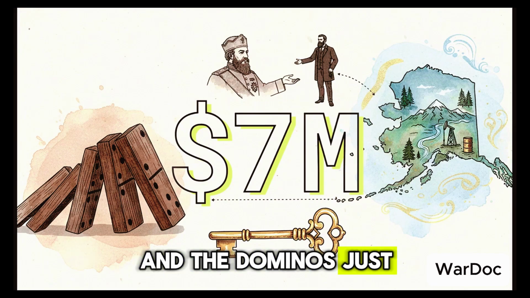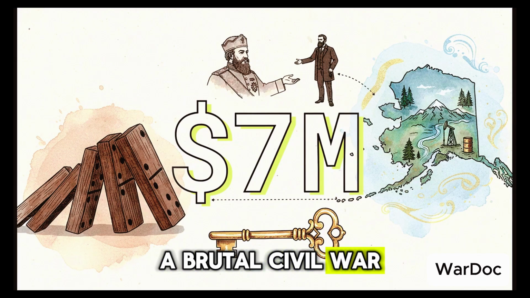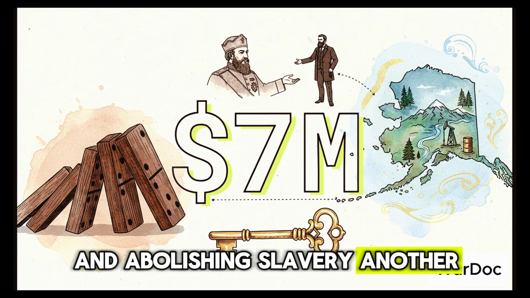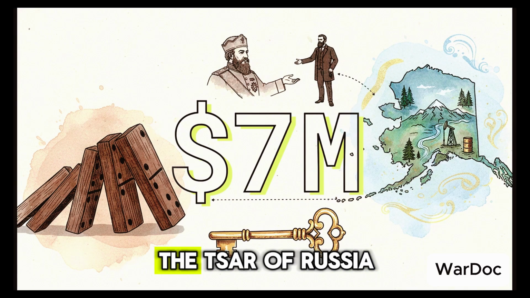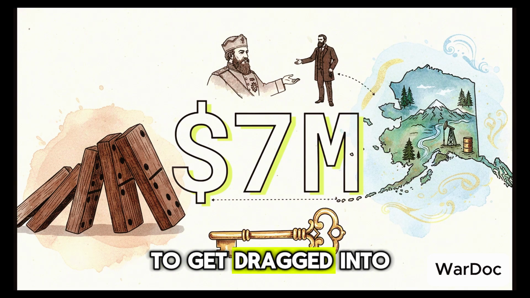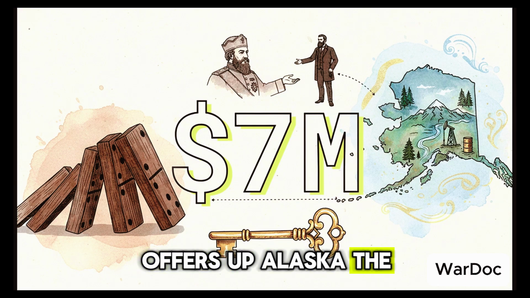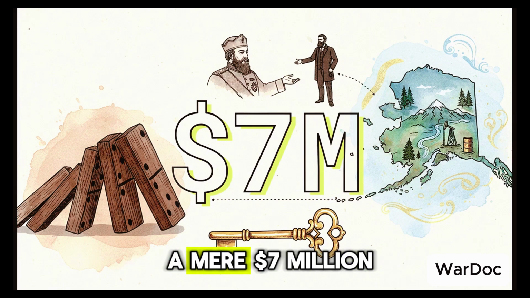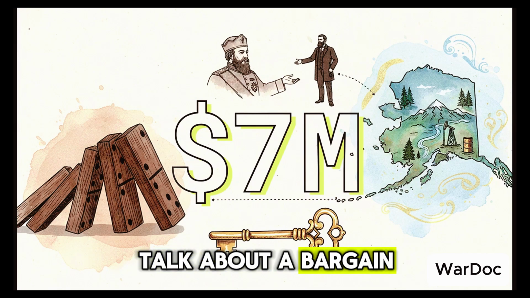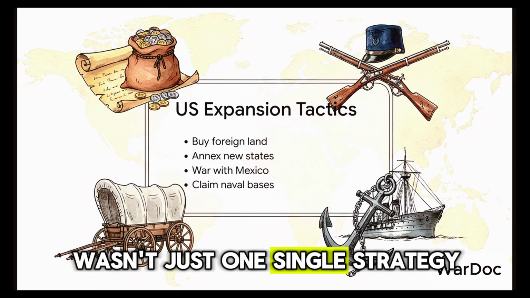And the dominoes just kept falling. Decades later, after surviving a brutal civil war and abolishing slavery, another massive real estate deal drops right into America's lap. The Tsar of Russia, who really didn't want to get dragged into a conflict over distant lands, offers up Alaska. The US snags this absolutely massive, resource-rich territory for a mere $7 million. Talk about a bargain.